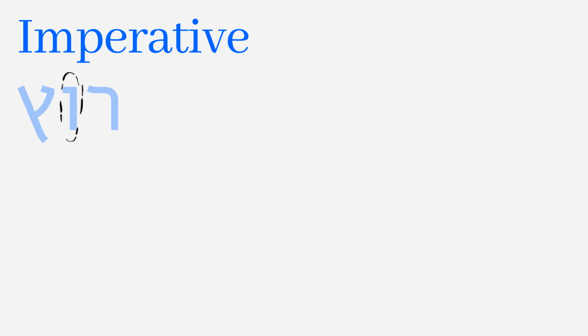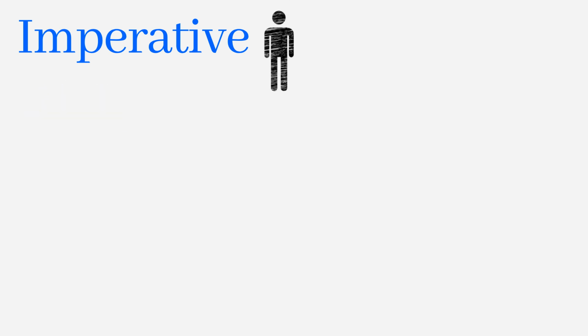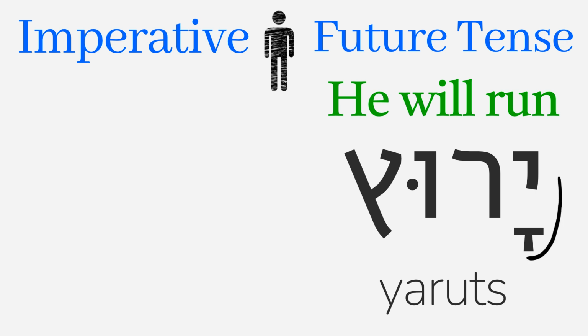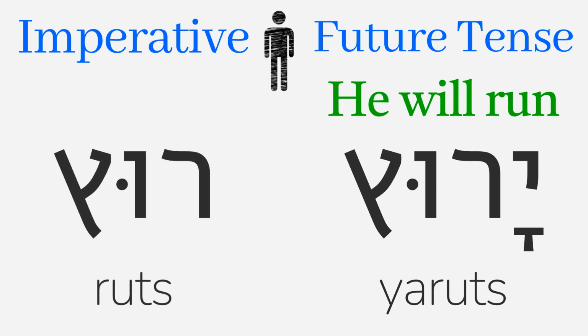In our last lesson, we learned that the masculine singular form of the imperative is the same as certain forms of the future tense, just without the prefix. The future tense verb yarutz, for example, means he will run. The yod prefix makes the subject he and the tense future. Removing this prefix, we are left with rutz, which is the masculine singular form of the imperative run.